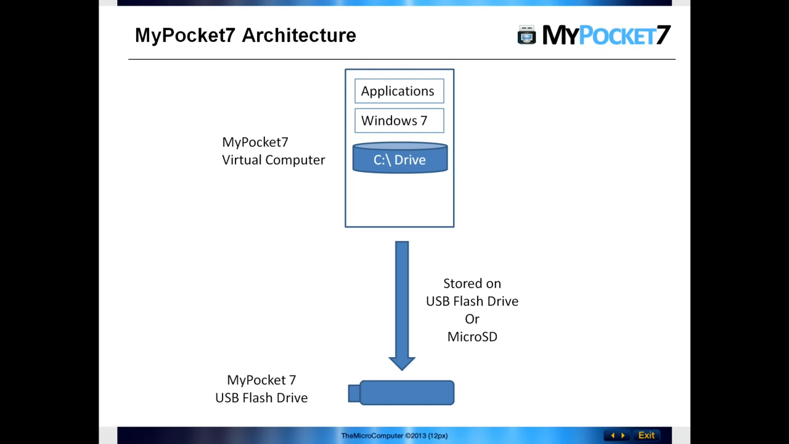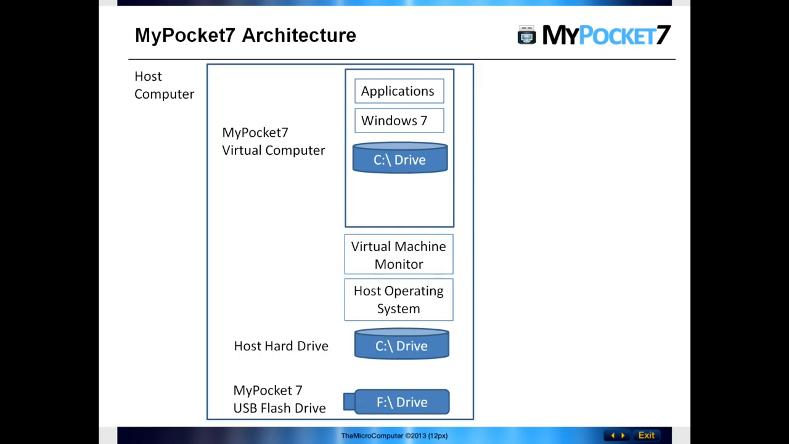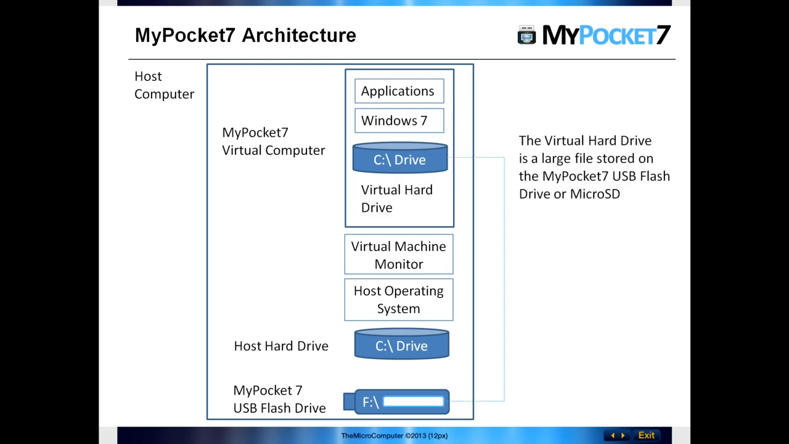All data required to run Windows 7 in the virtual computer is stored on a USB flash drive. The virtual computer is controlled by software called a virtual machine monitor that runs on the system the MyPocket7 is connected to. The system MyPocket7 is connected to is called the host computer and runs a host operating system, which could be Windows or OS X. The hard drive that the Windows 7 guest sees is called a virtual hard drive. The virtual hard drive is a large file stored on the MyPocket7 portable device.